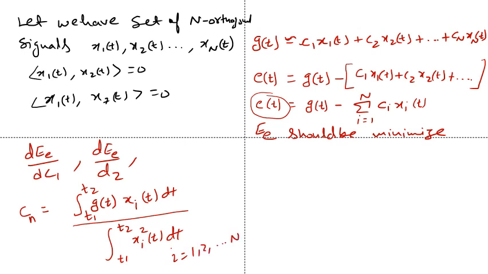As n tends to infinity, the energy of the error signal tends to zero. So what you have seen here is that cn is the inner product between the original signal g(t), which you want to reconstruct in terms of the orthogonal signals, and x_i(t), divided by the energy of x_i(t) for that duration t1 to t2.